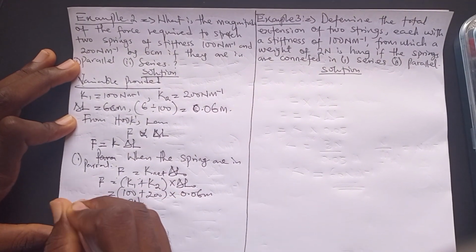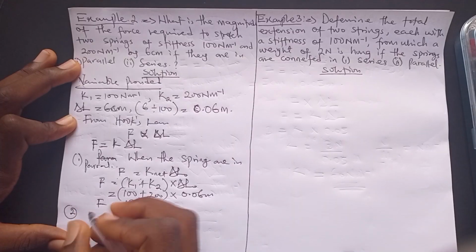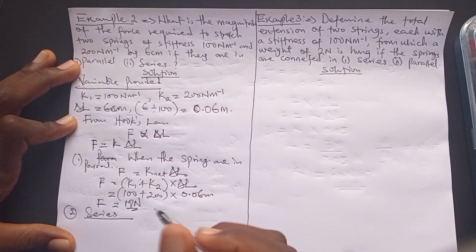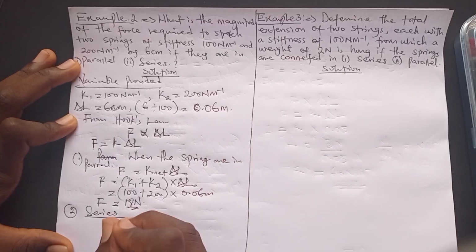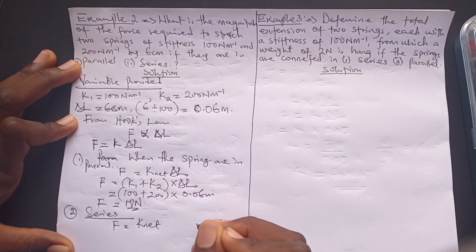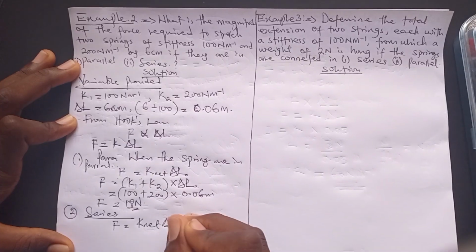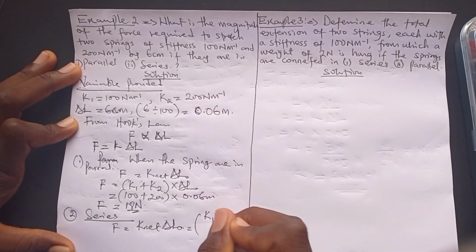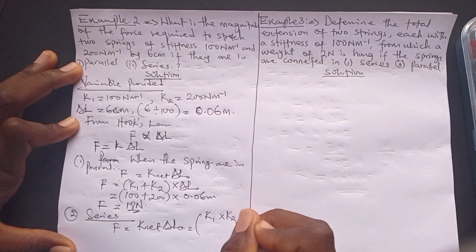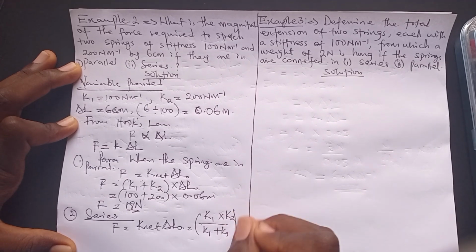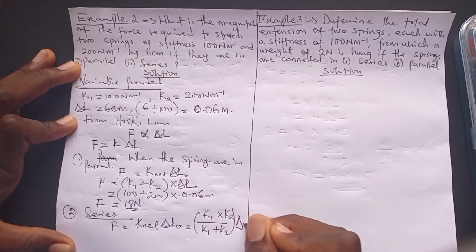So when the springs are in series, F is equal to K net times change in length, which is equal to K1 times K2 over K1 plus K2, times change in length.